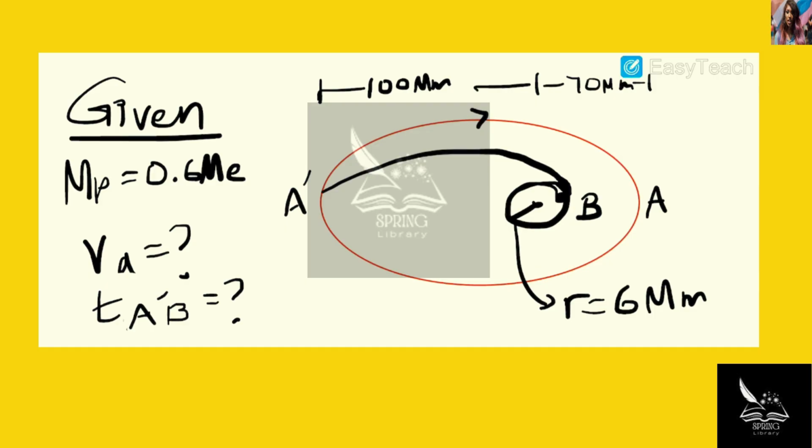Everyone, so what we have here is a rocket that is trying to land on the surface of the planet. What we're asked to solve for is to determine the flight speed it must have at A prime so that landing occurs at B, and we're also asked to determine the time it takes the rocket to land from A prime to B. We have to assume that the mass of the planet is 0.6 times that of the Earth.